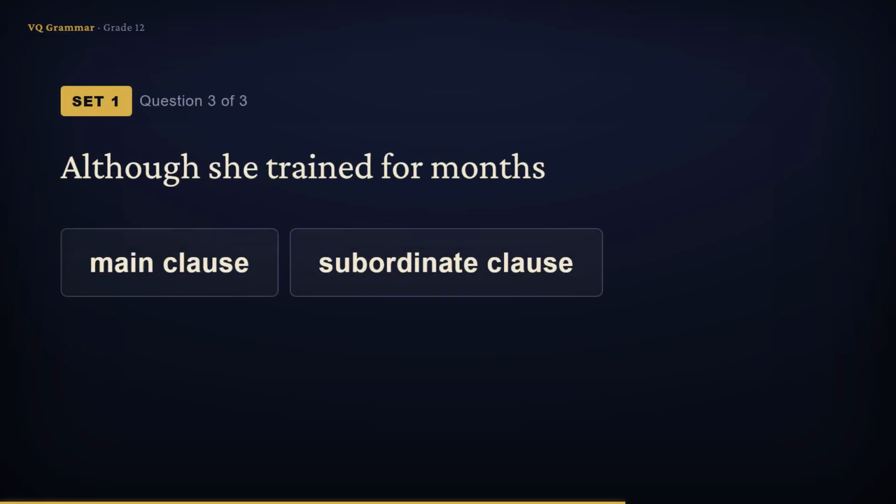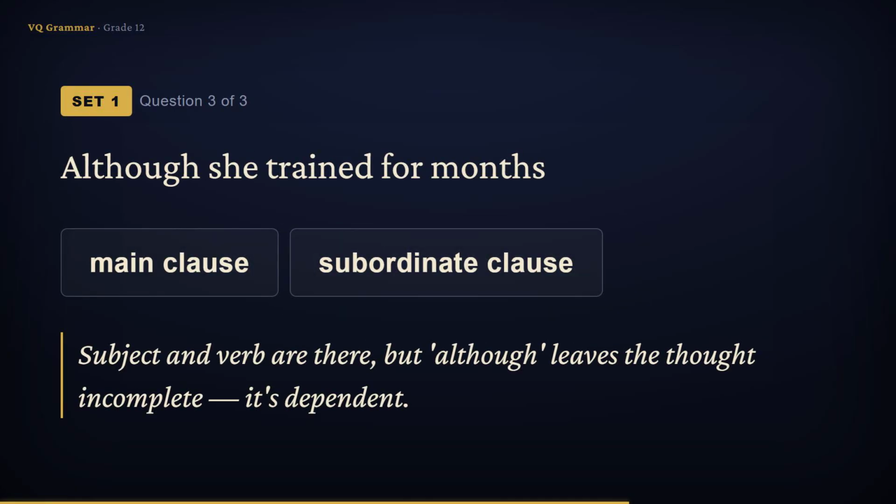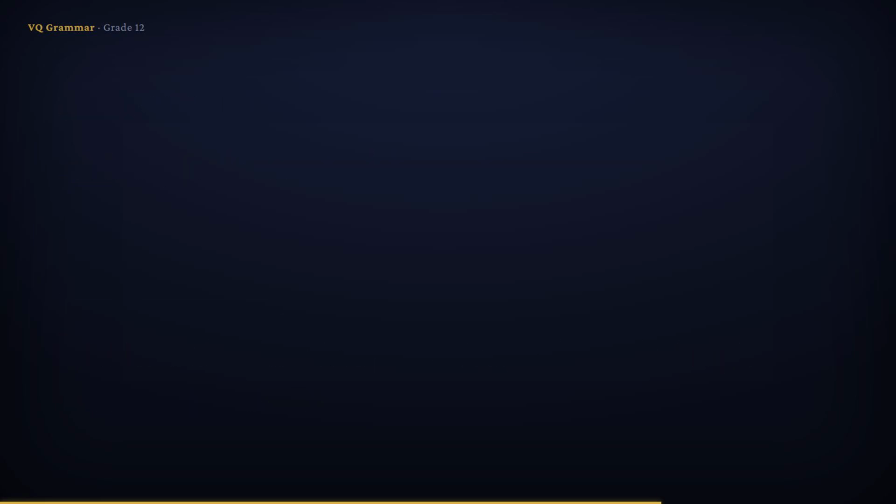Although she trained for months. There's a subject, she, and a verb, trained. But that word although leaves the thought unfinished. Although she trained for months, and what happened? It can't stand by itself. It needs a main clause. So it's a subordinate clause.